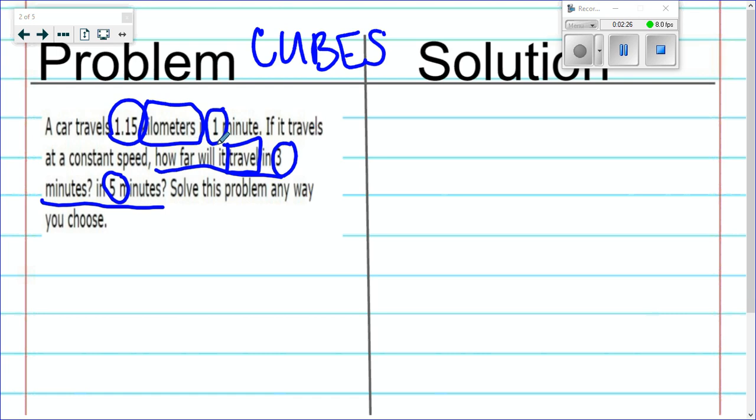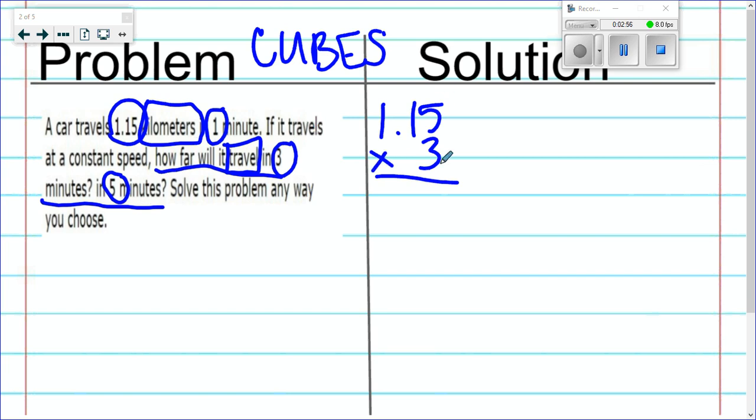All right, now that we're back, I'm going to start by doing some standard algorithm multiplication of a decimal and a whole number. So I've got to do two pieces of work. I'm going to have to multiply 1 and 1500 times 3, and then I'm going to have to multiply 1 and 1500 times 5, because I'm going to get two answers for this problem, because it's asking me how far it will travel in two different time frames. So let's go ahead and work on the first one.